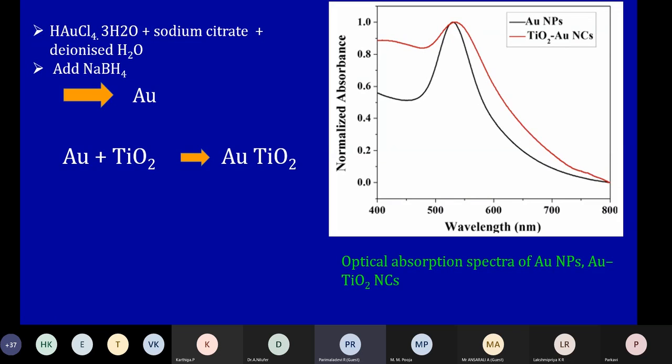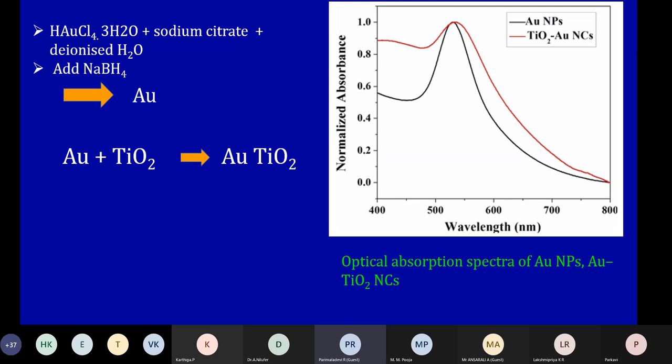After leaving that overnight, we take the precipitate, centrifuge it, and wash it with ethanol and water, and we get this AuTiO2 nanocomposite, which is nothing but a gold titanium oxide nanocomposite. Normally, we analyze the formation of Au, that is gold, using UV spectra, which is the optical absorption spectra.